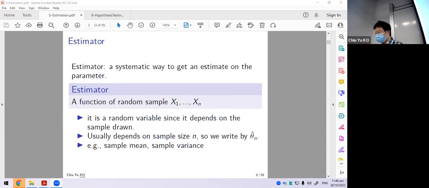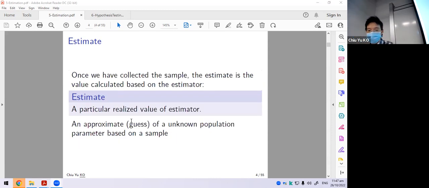An estimator in general is a function of a random sample. Given some observations, an estimator is a way to estimate something. The sample mean is a way to estimate the population mean. Sample variance is the way to estimate population variance. And an estimate is a value of the estimator. So it's a number.